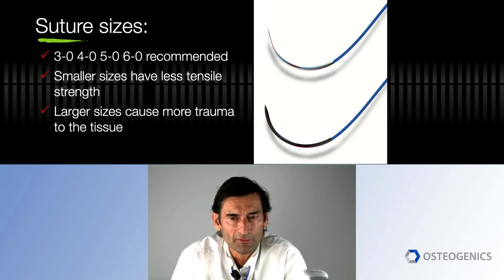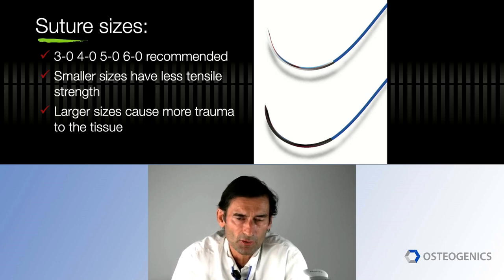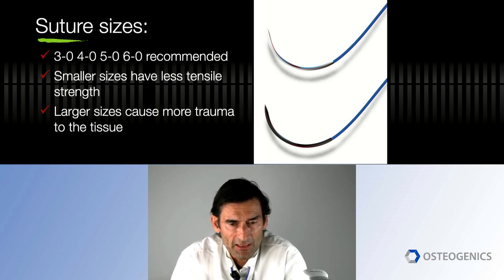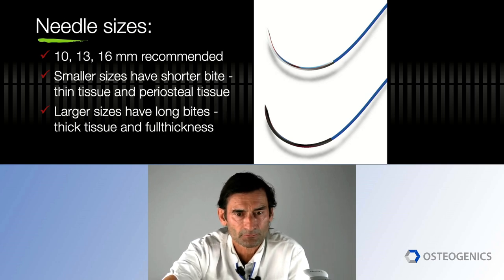So you really have to work very finely with this and you have to have high dexterity. When you do mucogingival surgery, usually it will go to the 5-0, 6-0, sometimes even 7-0. The larger sizes cause a little bit more trauma, so you have to use them in flaps which are thicker. That's why I said 3-0 and 4-0 are more for thicker flaps.